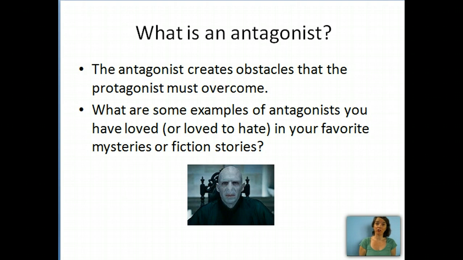So the second kind of character you'll find in a story is one called an antagonist. The antagonist creates obstacles that the protagonist has to overcome. Right now, take a minute to think about an example of an antagonist that you have loved or loved to hate, which is in my case, in some of your favorite mysteries or fiction stories. You can see mine down below, He Who Must Not Be Named, otherwise known as Voldemort to all of you Harry Potter fans. He is definitely one of those characters that's an antagonist who I love to hate. Take a pause and talk to somebody next to you about one of your favorite antagonists.